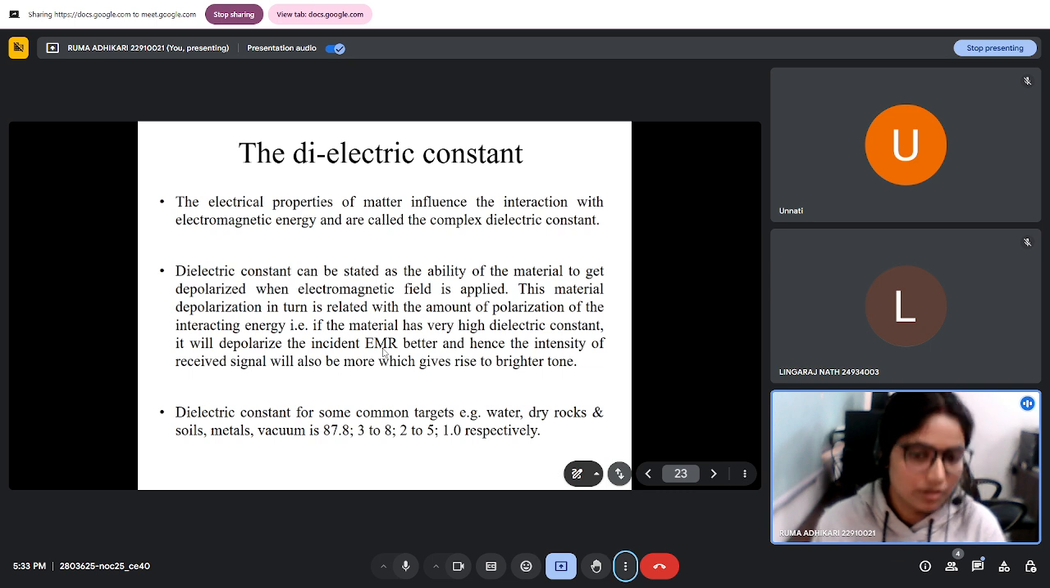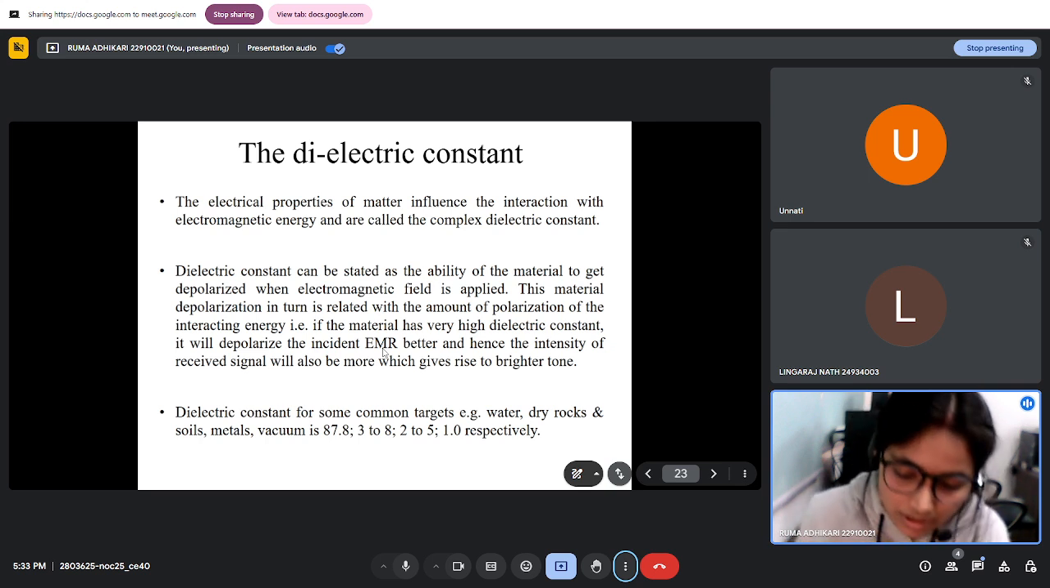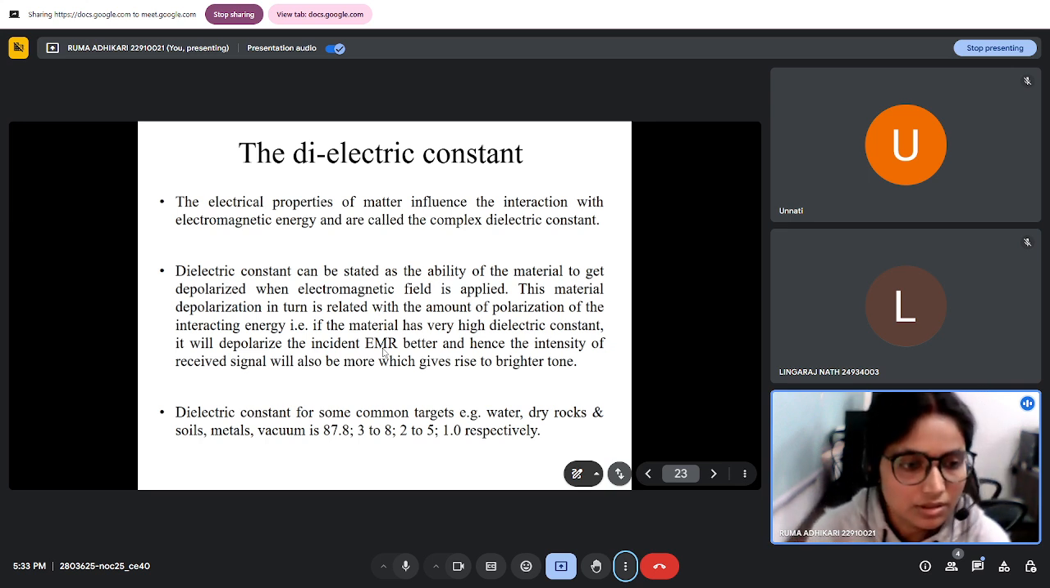Now comes the most important, I can say, the dielectric constant. Polarimetry or polarization of a target depends very much on the dielectric constant. As I've said, polarization depends on the target material properties, its shape and size, and also orientation. So one thing we have seen is the shape and size. Next, the dielectric constant, the material's property to store energy.